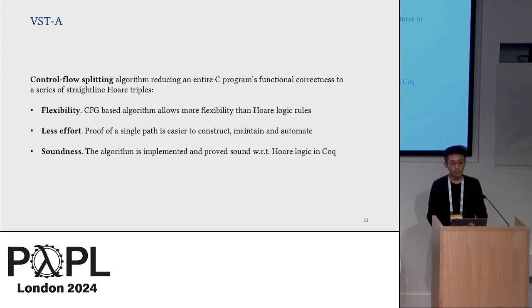The second benefit is less proof effort. The subgoals we generate are Hoare triples that only contain a single path of execution. We call those straight-line Hoare triples. These kinds of Hoare triples are much easier to prove, and the proof is easier to automate and update if the program is changed. The third point is soundness. Our algorithm is proved to be sound with respect to VST's program logic in C. We are able to prove the functional correctness of the program in original VST.